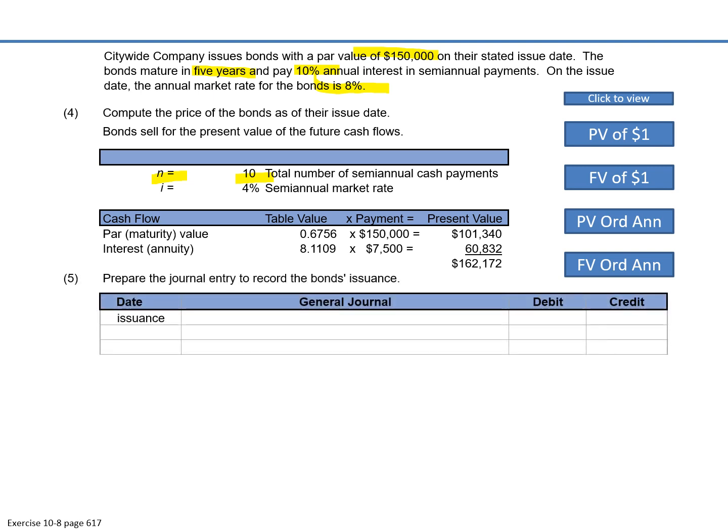So if we prepare the journal entry to record the bond's issuance, we're going to record cash equal to the 162,172 present value. The premium on the bonds payable is going to be the difference between 150,000 and 162,172. So that's going to be 12,172. We're going to record our bonds payable at par, $150,000.